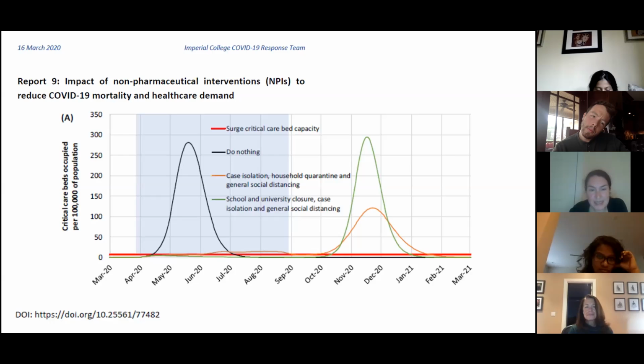And as you can see, doing nothing creates a huge problem. We rapidly outstrip hospital capacity. Some of these other approaches where we isolate cases, we have quarantine, maybe we add school and university closure, we're projected to keep things much better under control, at least as far as we kept those things in place. This blue box represents the period of those interventions being in place.